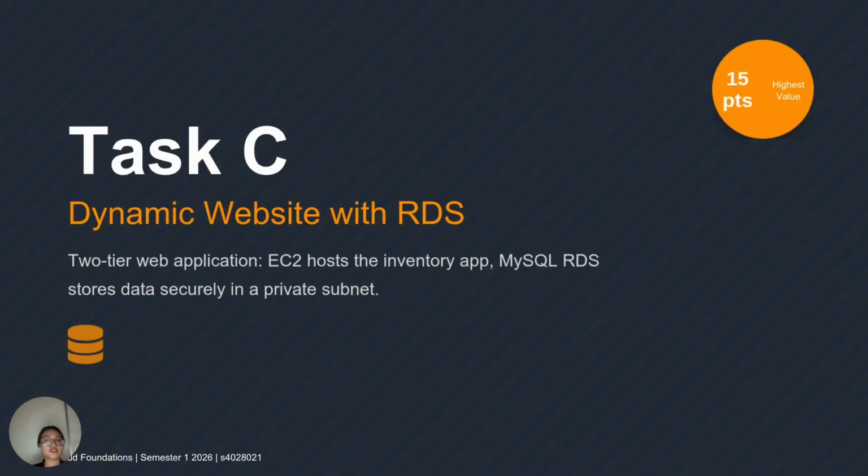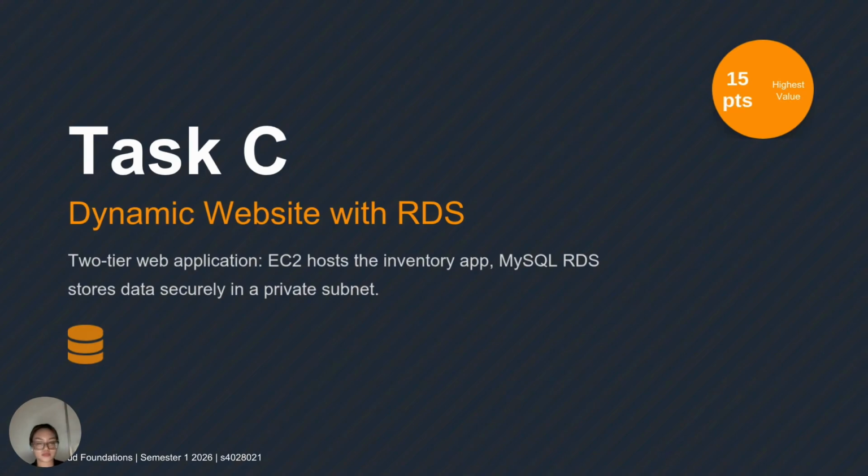Moving on to test C. Test C involves a two-tier web application: an EC2 instance in a public subnet hosts the inventory app, and an RDS MySQL instance in a private subnet stores the data. So the web tier is publicly accessible while the data tier is isolated from the internet.